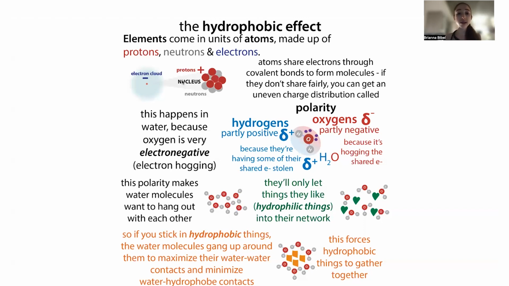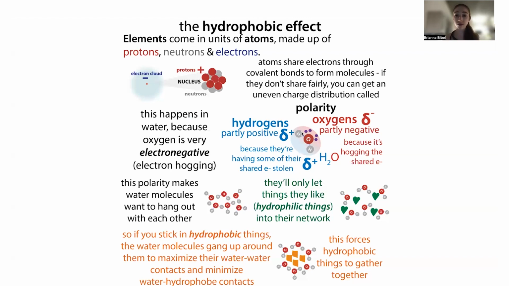What's important to know is that in order to form bonds with one another, these atoms kind of overlap their electron clouds. They share pairs of electrons. They can share one pair for a single bond or two pairs for a double bond. But when they're sharing, they're not necessarily sharing fairly. So some of the atoms are going to be what we call electronegative. This means that they hog the shared electrons. And if they're hogging those shared electrons, well, now they become partly negatively charged, and the things that they stole those electrons from are going to be partly positive.